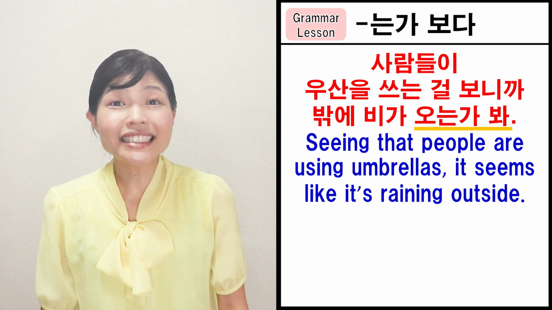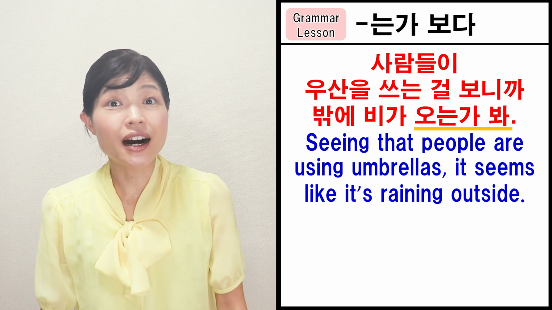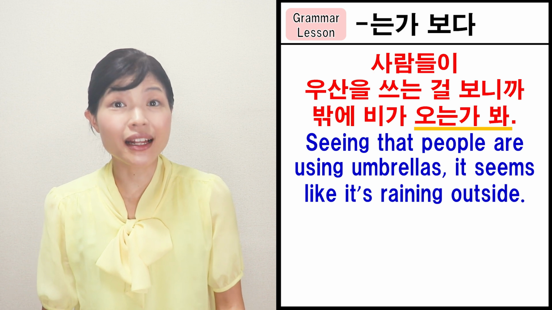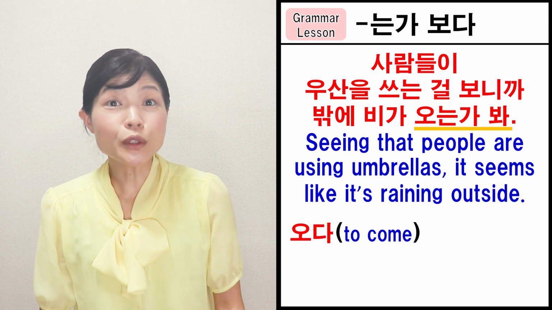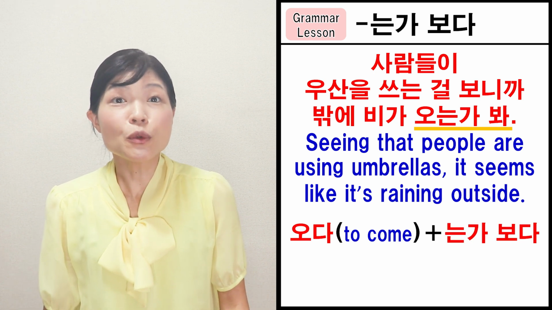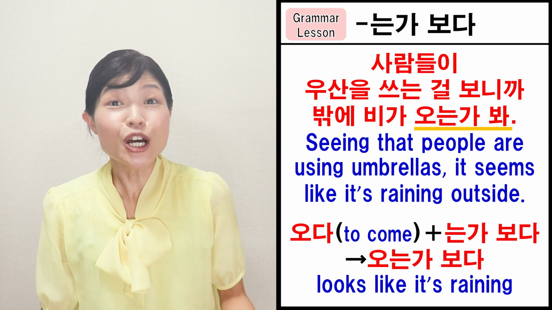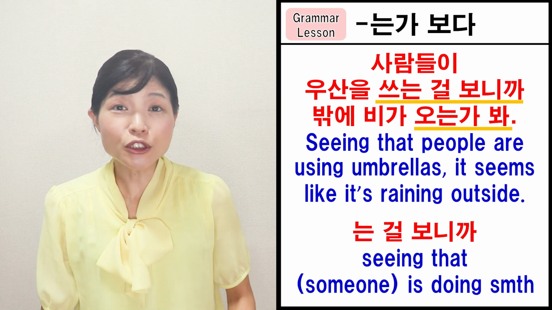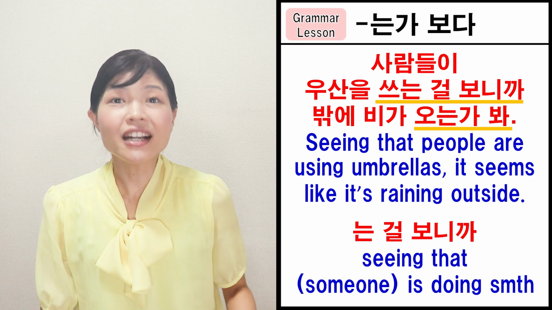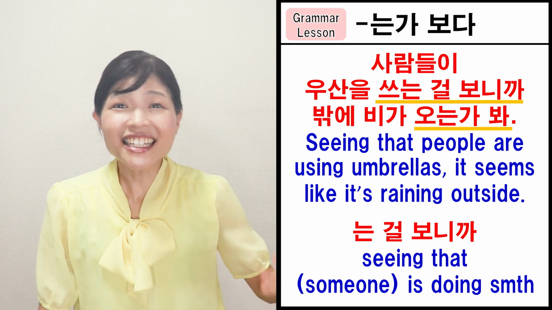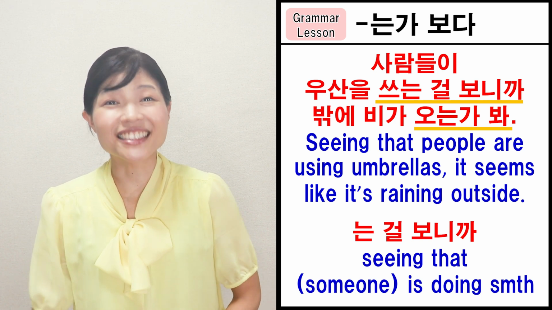사람들이 우산을 쓰는 걸 보니까 밖에 비가 오는가 봐. Seeing that people are using umbrellas, it seems like it's raining outside. Here, since 오다, to come, is a verb, you will attach 는가 보다 to say 오는가 보다. Looks like it's raining. You can also pay attention to 쓰는 걸 보니까. By using the grammar 는 걸 보니까, seeing that someone is doing something, this part is stating the reason.